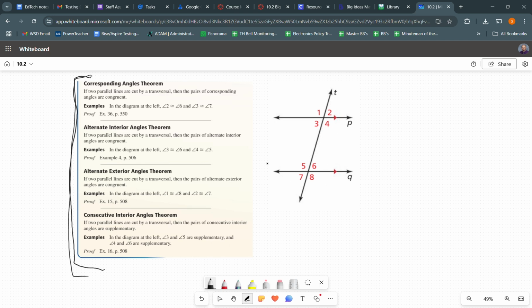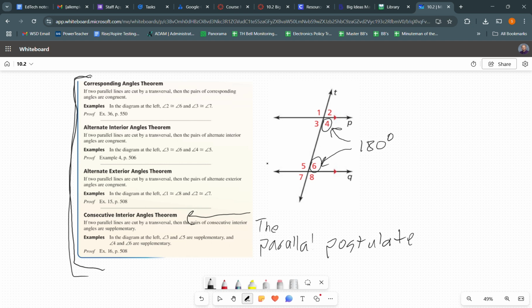We're going to start with the consecutive interior angles theorem. This one is also known as the parallel postulate. The parallel postulate states that if we have two parallel lines, then those parallel lines have interior angles that should add up to 180 degrees when we add them together. That would be true for angles 4 and 6. That would also be true for angles 3 and 5.